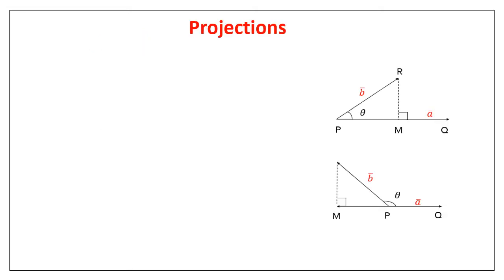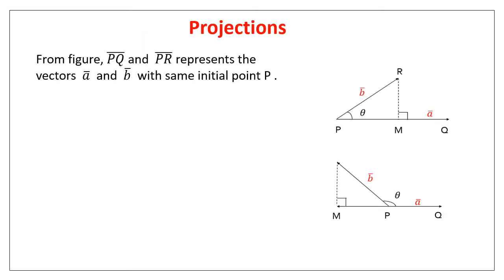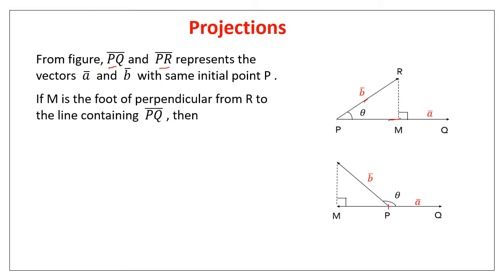Projection. Look at the diagram student. From the figure, PQ bar and PR bar represent the vectors A bar and B bar with initial point P. M is the foot of the perpendicular from R to the line containing PQ. Then the scalar projection of B bar on A bar equals mod of B bar cos theta.